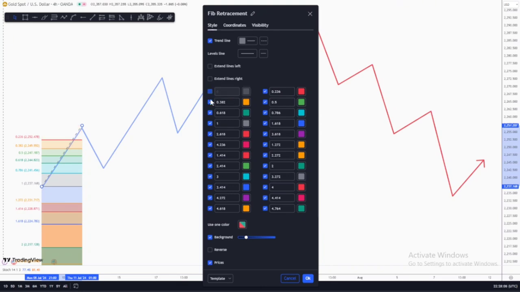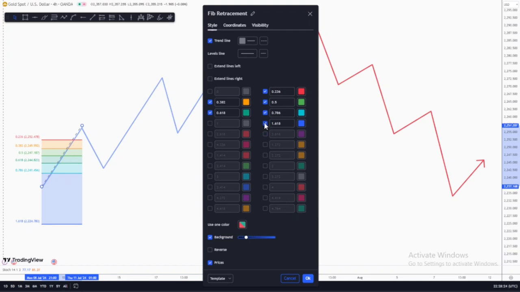So what we'll do is we'll click this tool. You go to settings, uncheck these boxes. These boxes are actually known as the Fibonacci levels. They are the backbone of the whole idea of trading with Fibonacci.